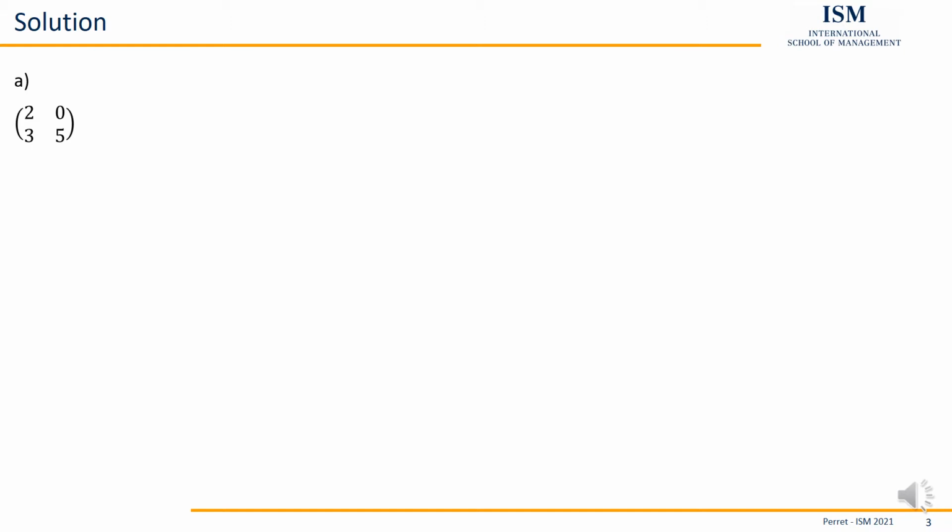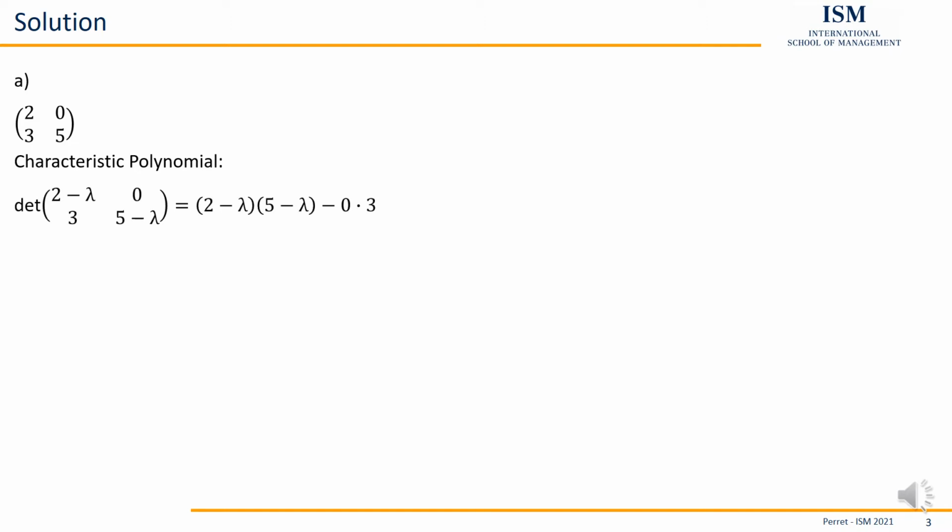Once we have this matrix, what we actually do in the first step is calculate the so-called characteristic polynomial. Characteristic polynomial means we take the matrix we have and calculate its determinant. But first, for each element on the diagonal, so here the 2 and the 5, we subtract a lambda. So we always go 2 minus lambda and 5 minus lambda. Now we calculate the determinant.